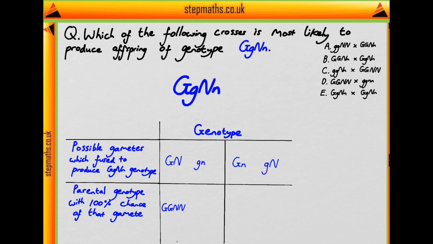Okay? So with that in mind, what parental genotype has a 100% chance of producing this genotype of a gamete? Okay? And so we can do the same here for these two gametes. So this, the parental genotype with a 100% chance of producing this gamete, and the same for this gamete genotype.